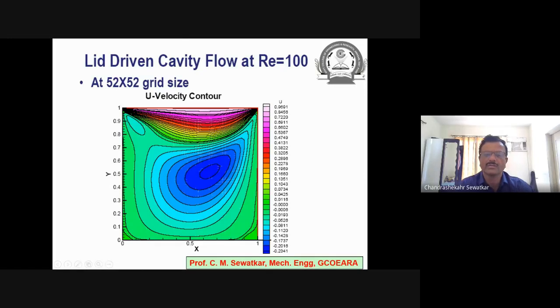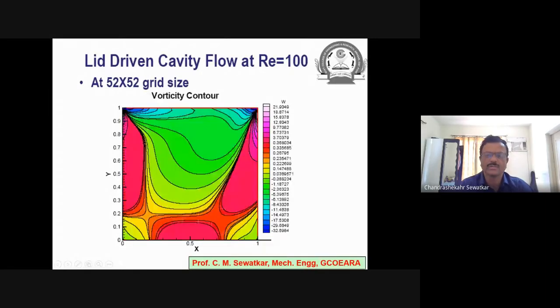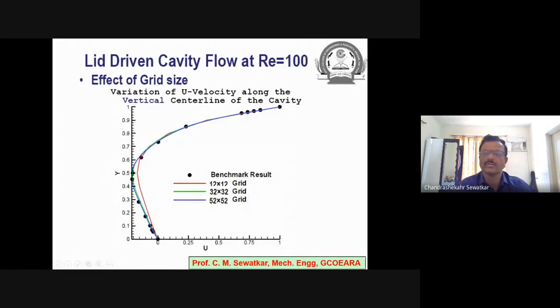The size of the cavity is 1, so beyond 0.5, if I go down, my velocity should go negative. The flow is occurring in the negative x direction here, while at the top the flow is occurring in the positive x direction. That can be seen here: the velocity at the top is 1, it goes on reducing, and beyond 0.5 it goes negative.